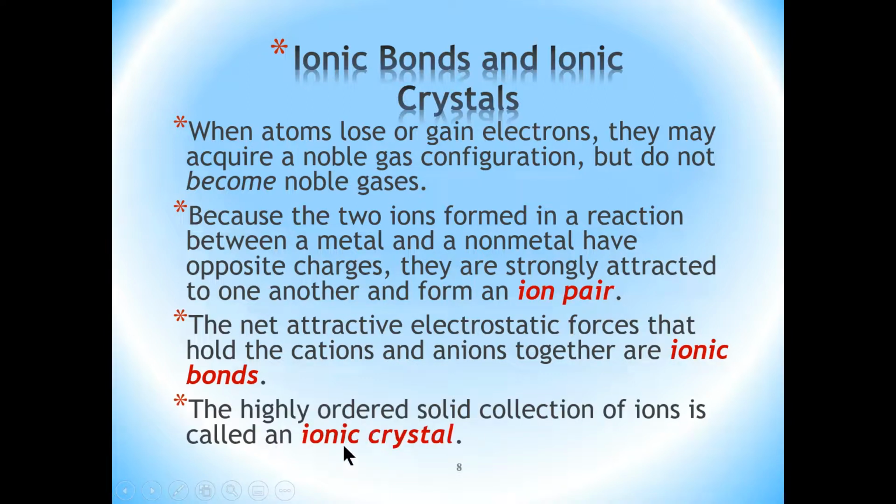And what you'll notice is that as a result of that attraction, there'll be an ordered arrangement assumed by the compound of different ions, because remember, there are billions of ions present and they will assemble themselves into a very ordered array, and that highly ordered collection of ions is called an ionic crystal.